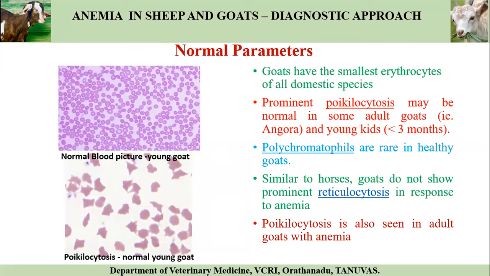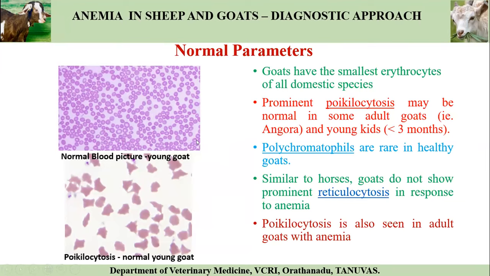Poikilocytosis is rare in healthy adult goats, and polychromatophiles are rare in healthy goats. Similar to horses, goats do not show prominent reticulocytosis in response to anemia. You can see the different shapes of RBCs. This picture shows the normal peripheral blood smear of a young goat.